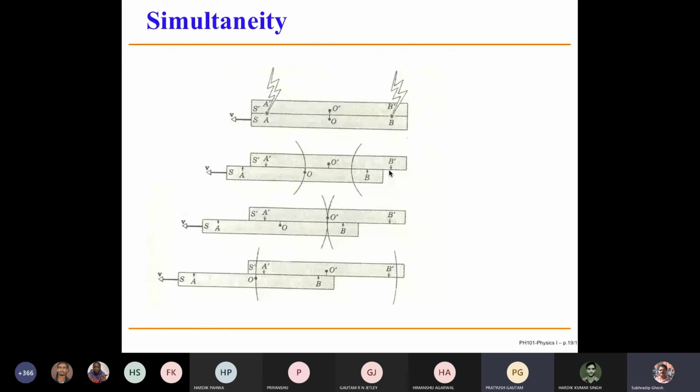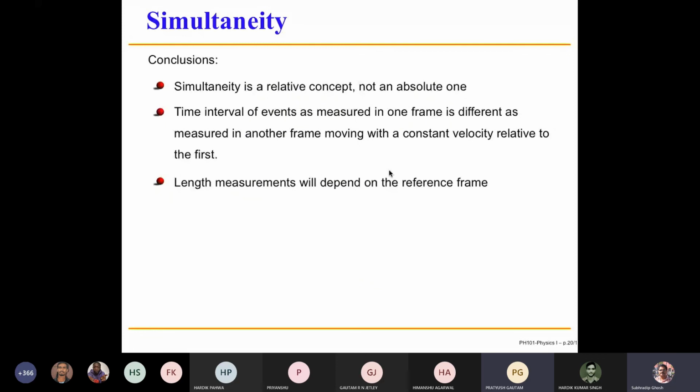So what does that mean? What is the interpretation or conclusion from this little experiment? It is that simultaneity is a relative concept, not an absolute one. So the time interval of events as measured in one frame is different from that measured in another frame moving with a constant velocity relative to the first.